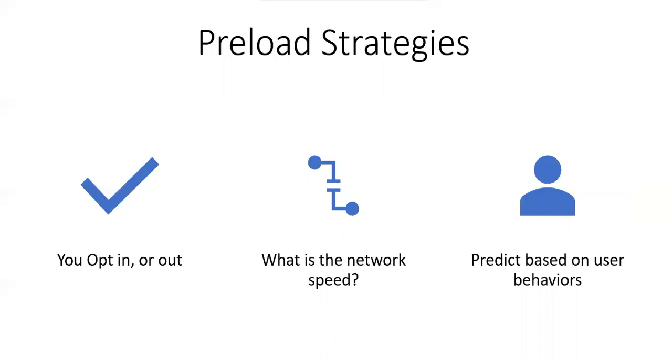The third one is predicting based on user behavior. For example, it can be a mouse over, or it can be a scroll kind of thing. That kind of loading we can do as well.